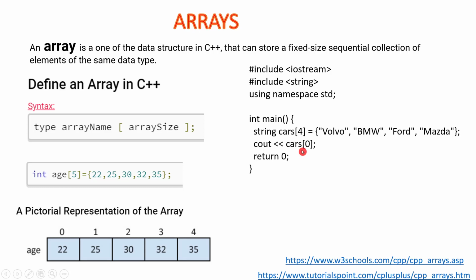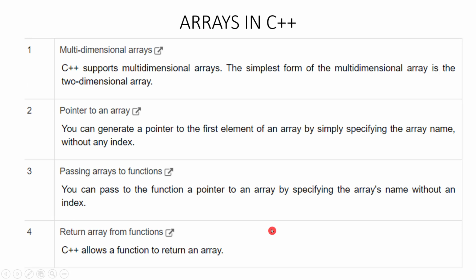So when a command is executed like this, cars 0, there are 4 elements. I told clearly the first value will go to the 0th position. So when we are printing out cars 0, the value will be the first one, Volvo. If it was cars 3, it will be 0, 1, 2, 3, so Mazda will print here. There are different uses of arrays in C++.